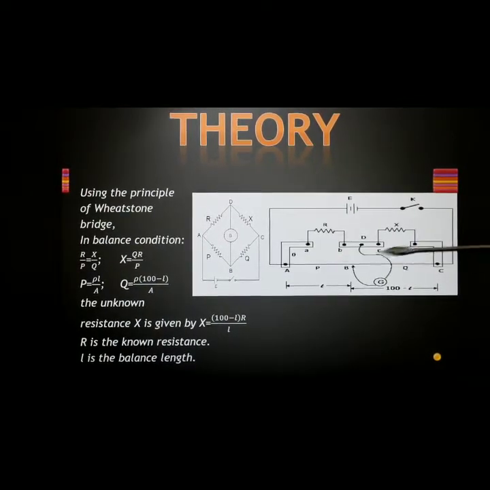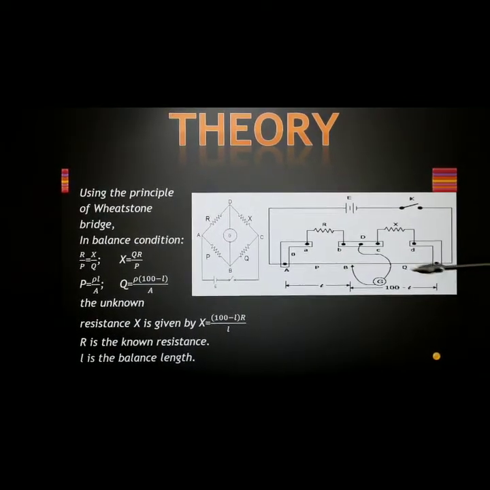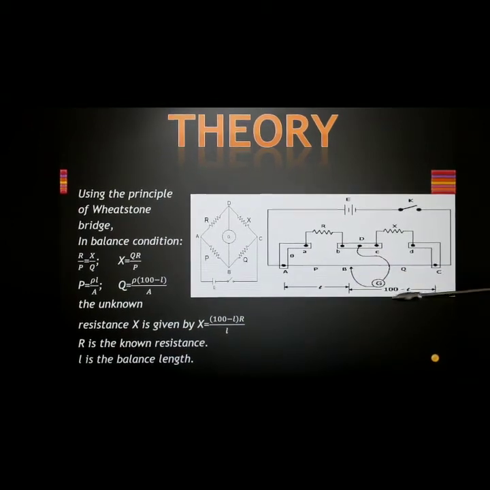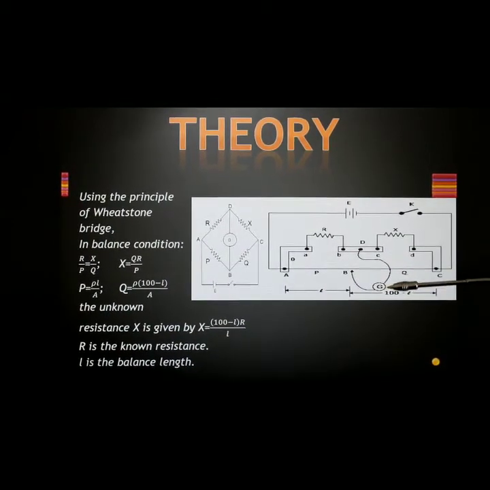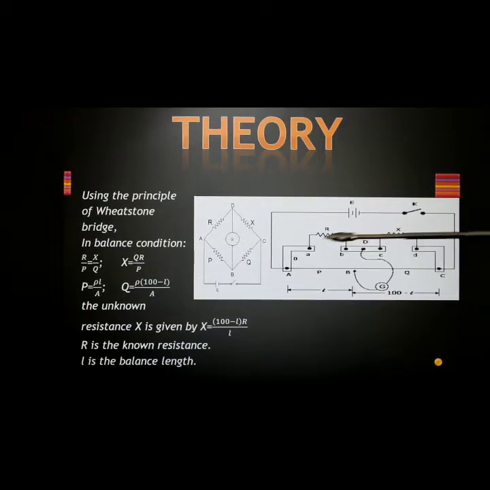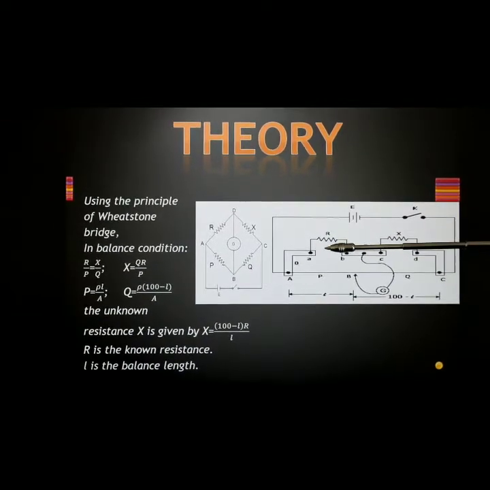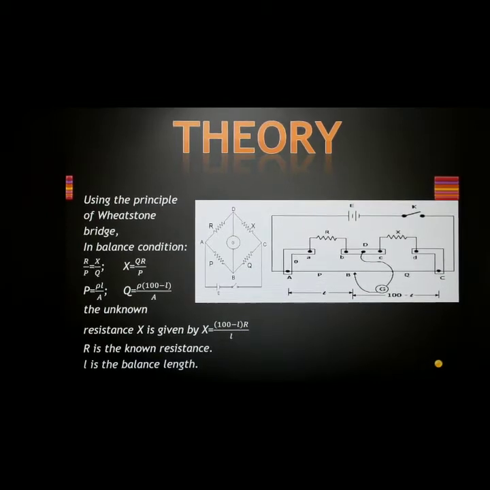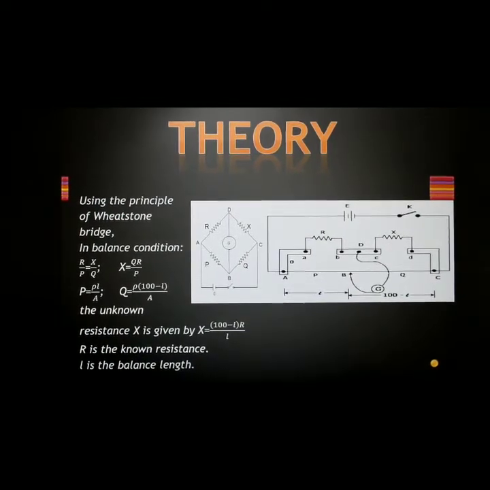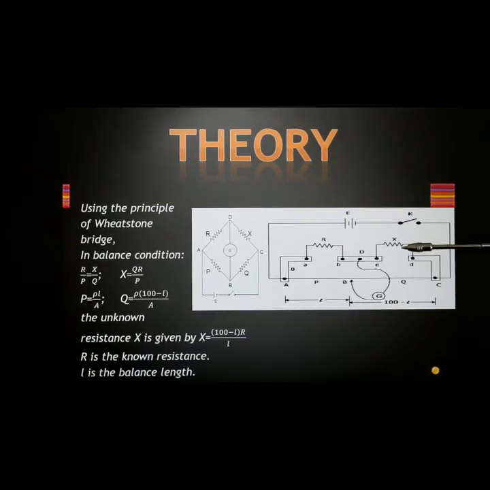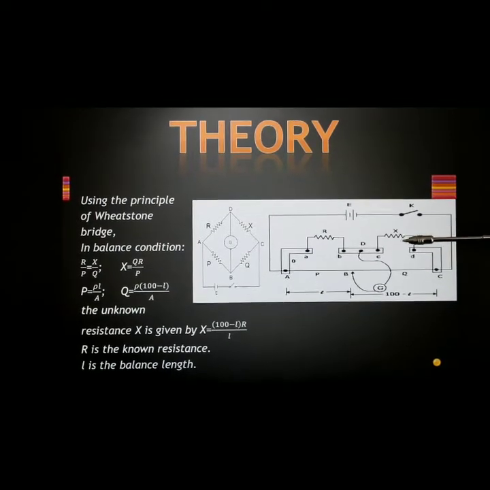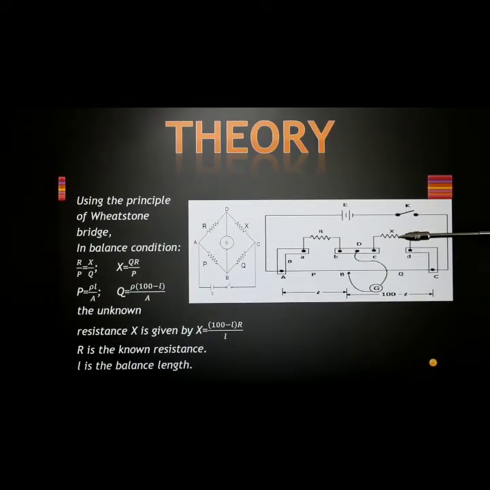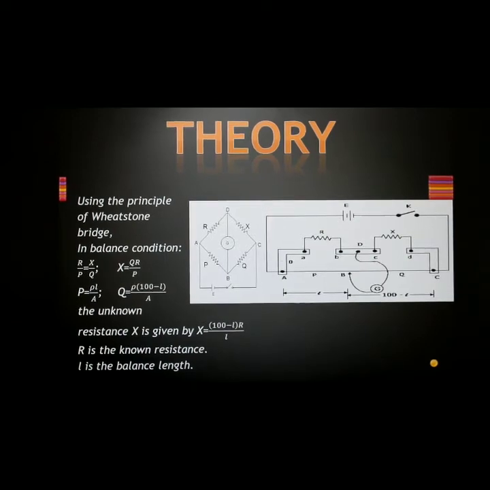So we keep varying the resistance P and Q till we find the balance condition, that is, current through the galvanometer is equal to 0. And this is R and X. Of course, R is a known resistor. We have 5 trials for this experiment, and we vary the resistance of R from 1 to 5, and we find the mean value of X from 5 different trials.